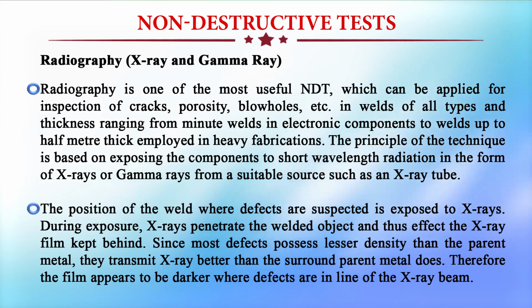The position of the weld where defects are suspected is exposed to X-rays. During exposure, X-rays penetrate the weld object and thus affect the X-ray film kept behind. Since most defects possess lesser density than the parent metal, they transmit X-rays better than the surrounding parent metal does. Therefore, the film appears darker where defects are in line of the X-ray beam.